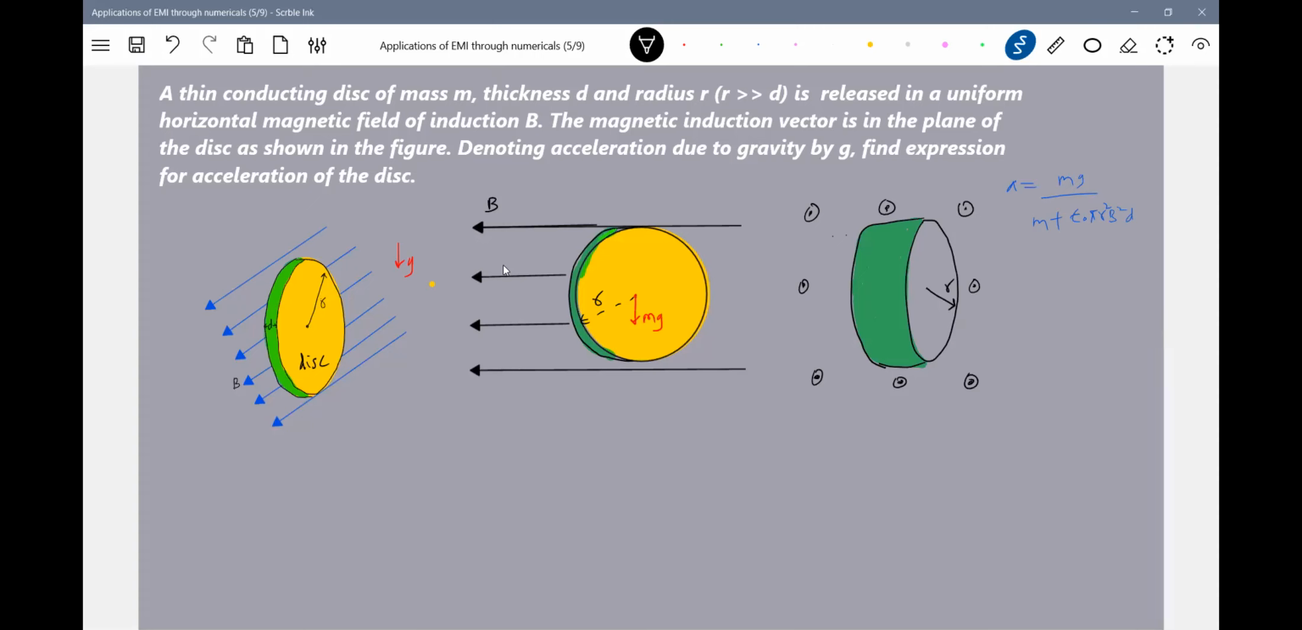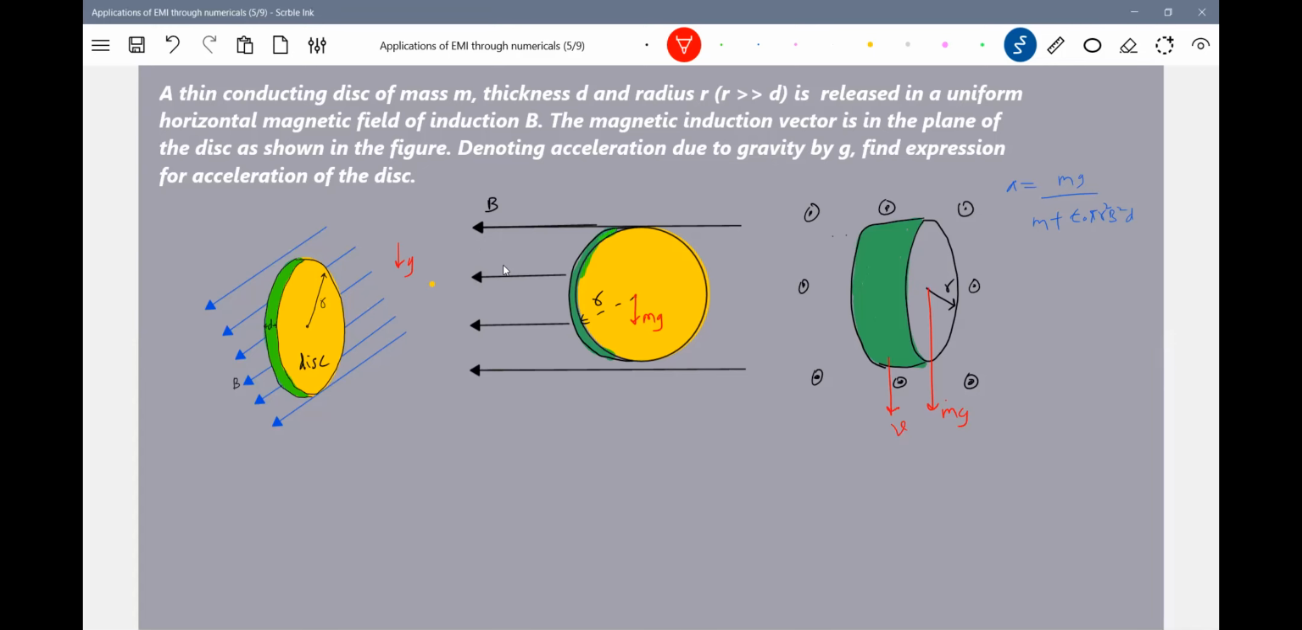And now let's see what the weight is, the weight mg will act. So directly you put one red color arrow. It will start accelerating, no, because of that. So this will acquire velocity V. Okay, now B bar and velocity.